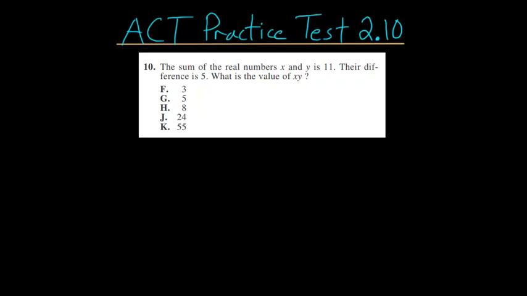For the 10th problem on the second ACT practice test, the sum of the real numbers x and y is 11. Their difference is 5. What is the value of xy? So what you can notice is that these first two sentences each represent an equation that we can write down.